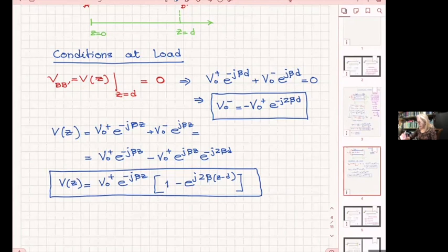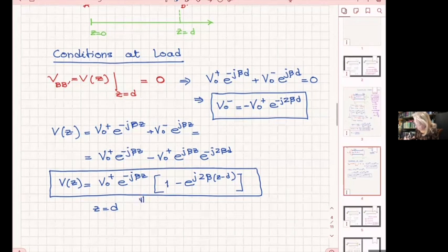So that tells you, when you find from this expression, that when Z becomes equal to D, then e to the j2 beta (Z minus D) becomes e to the j0, which is 1. And then 1 minus 1 gives you 0. So that implies from the above that V at Z equals D is 0, which in fact satisfies our condition.